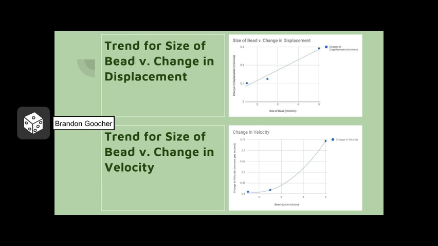This slide shows the general trends in the change in displacement and change in velocity among different bead sizes. The trend line for change in displacement appears to be linear, while the trend line for change in velocity appears to be more exponential.